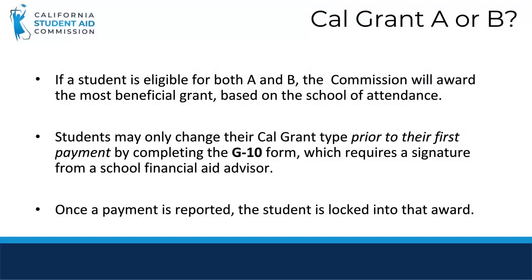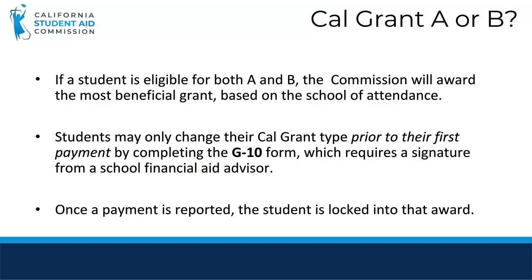If an applicant is eligible for both a Cal Grant A and a Cal Grant B, the grant delivery system will award them in the program most beneficial for their school of attendance. For example, a Cal Grant A pays more over 4 years at the UC than a Cal Grant B does. A Cal Grant A is more beneficial at the UC. A Cal Grant B pays slightly more over 4 years at a CSU than the Cal Grant A does. So therefore, a Cal Grant B is more beneficial at the CSU.